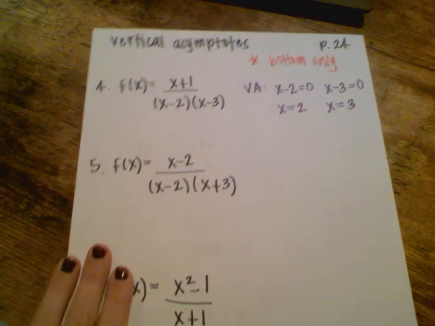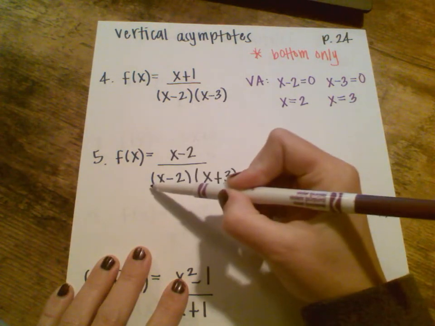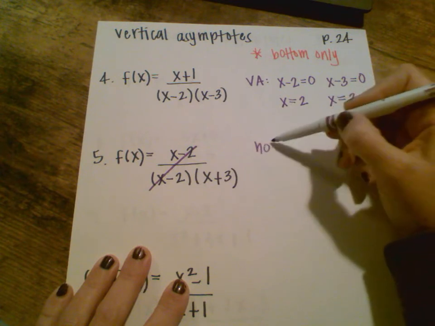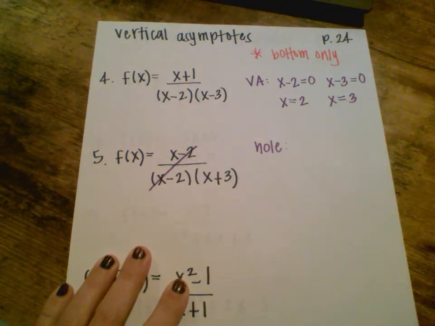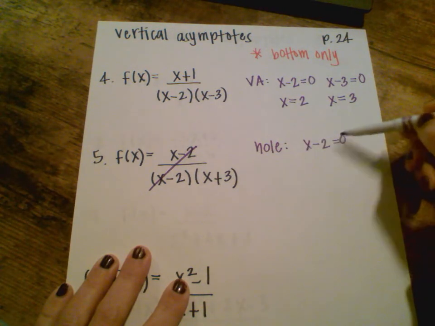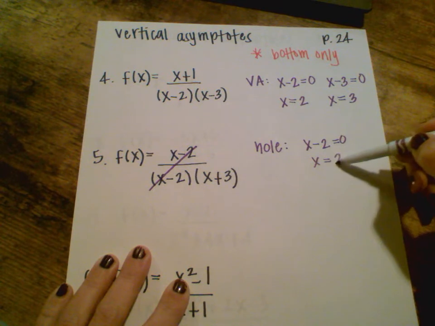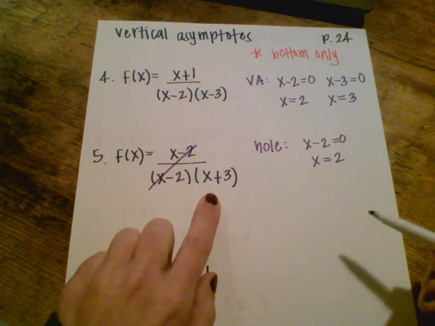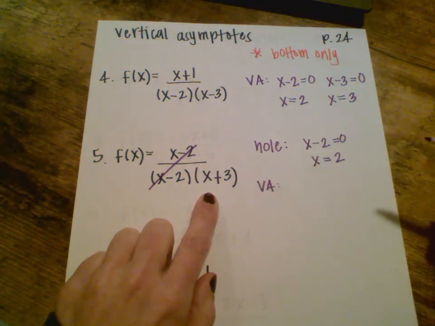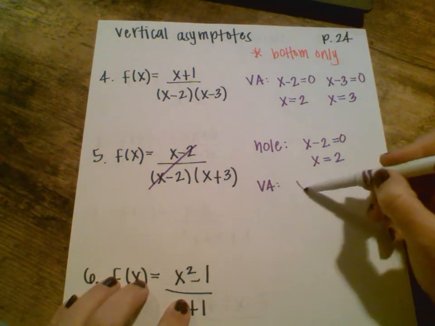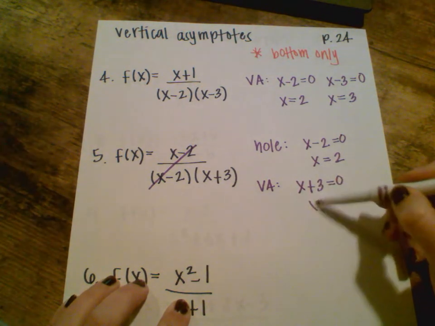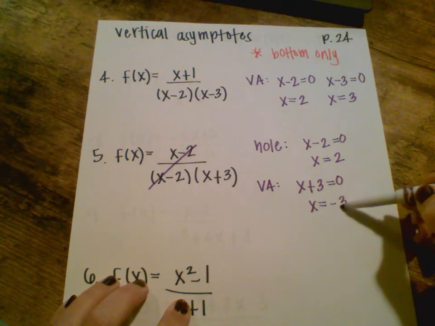Number 5. Okay, I notice x minus 2 is in top and bottom. So we'll go ahead and identify that as a hole. We set that equal to 0 and solve. There is going to be a hole in the graph when x equals 2. X plus 3 is a factor only on the bottom. So that is going to be a vertical asymptote on the graph. We'll set that equal to 0 and subtract 3. This graph will have a vertical asymptote at -3.